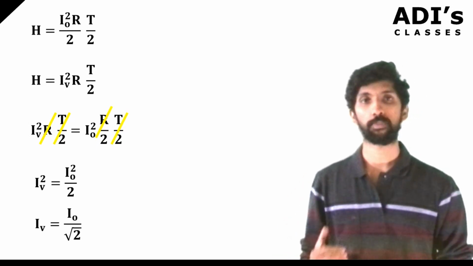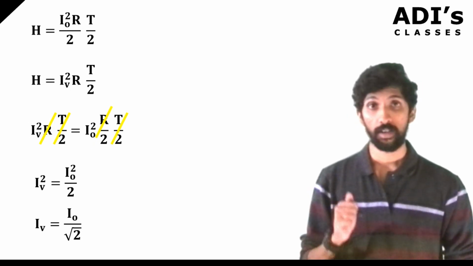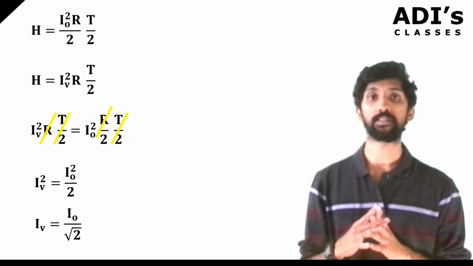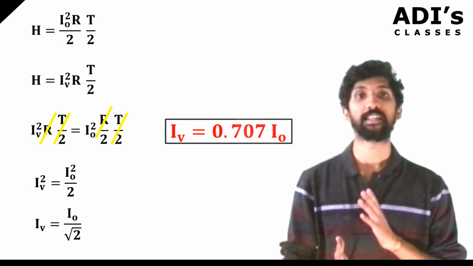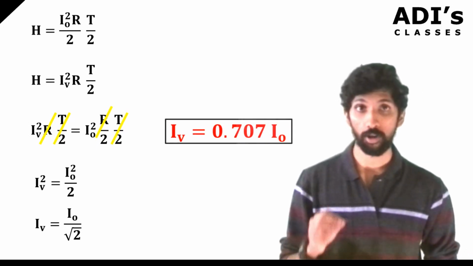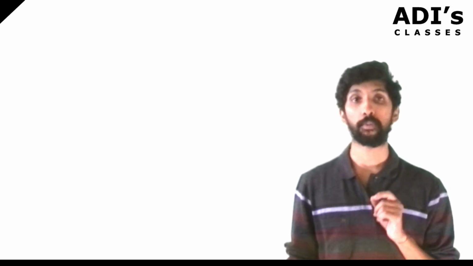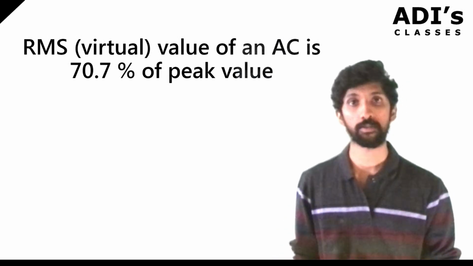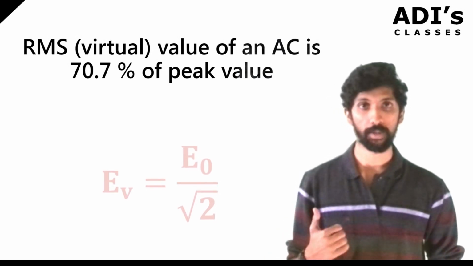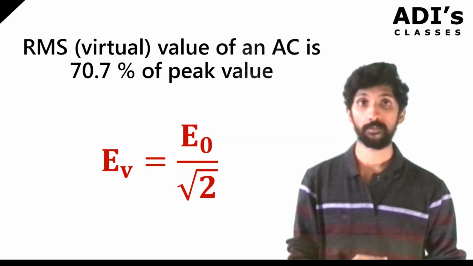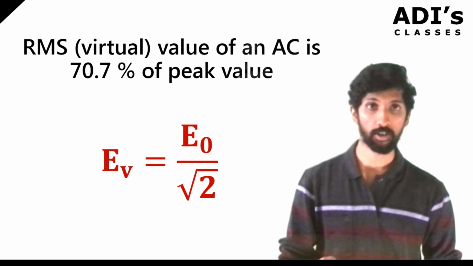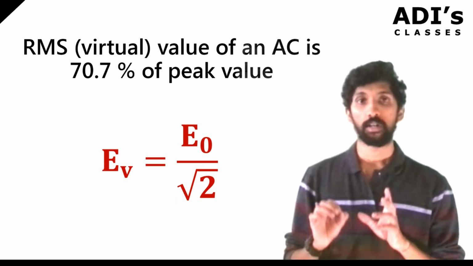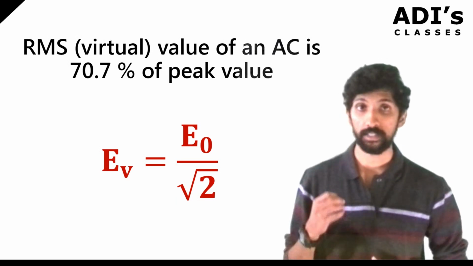The value of 1/√2 is 0.707, so Iv = 0.707 I0. That means the RMS value, or virtual value, of an AC is 70.7% of the peak value. In a similar way, we also have Ev = E0/√2, which is the RMS value for the EMF. So this is the complete derivation of how we get the RMS value. In the next video you will see a few problems based on this so that you understand the RMS value.